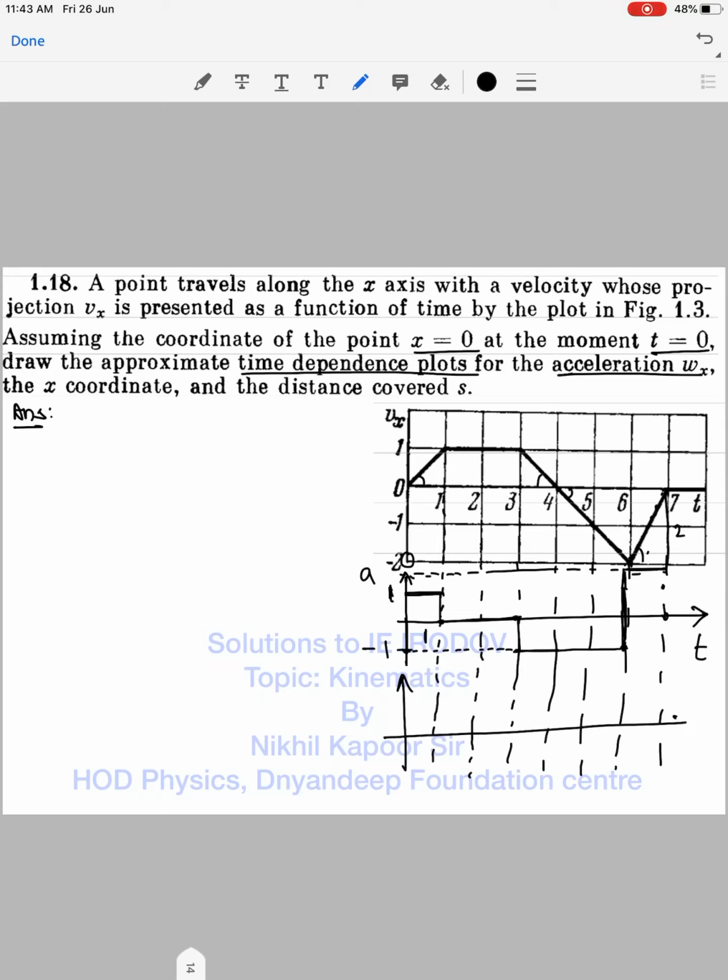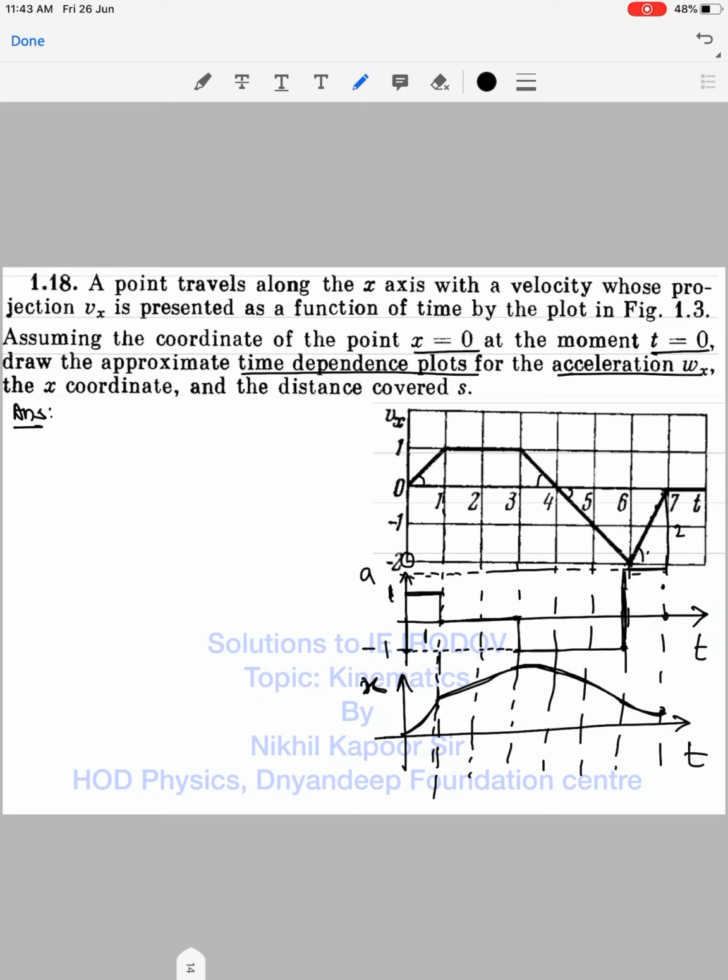Now let's draw the position time graph, that is the x coordinate with respect to time. So we know that the position time graph for accelerated motion is concave up. For uniform motion, it will be a straight line. For decelerated motion, it will be like this, and it will go on decelerating till here. Okay, and again it accelerates and it comes out to be here. So the shape of the graph will be like this. Okay, that's the shape of the graph finally.